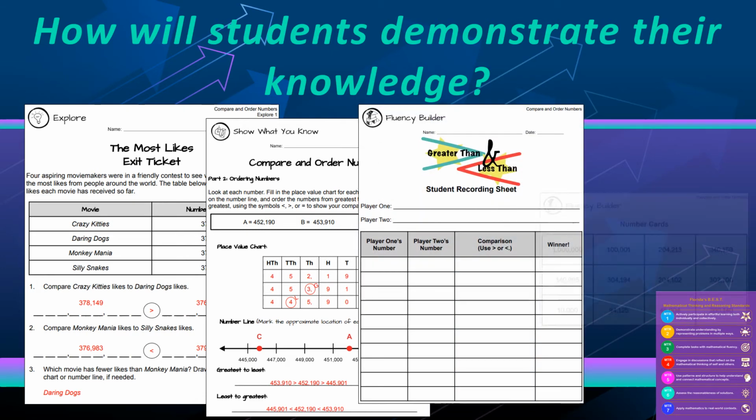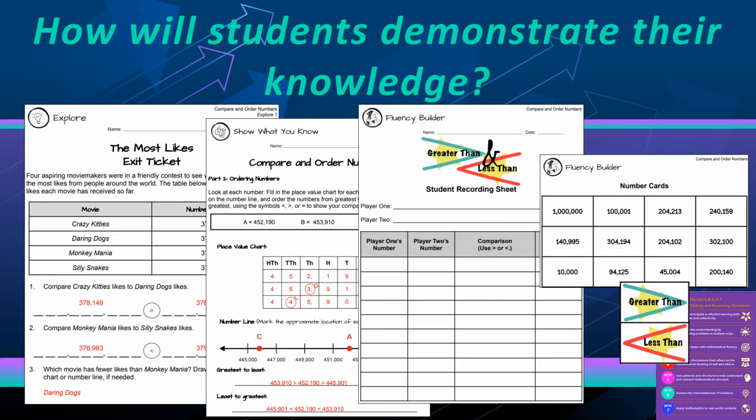There are also games that we might see, such as place value war, or it's called greater than and less than here, where basically you're taking number cards, you're putting them down, determining who has the greater or less amount, and then recording that in a comparison statement on that chart.